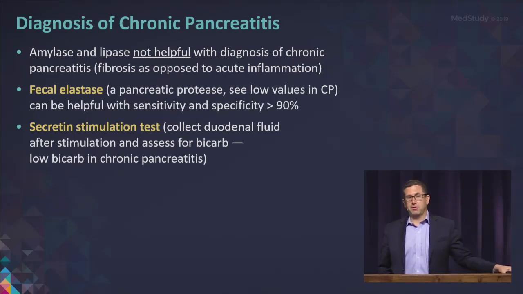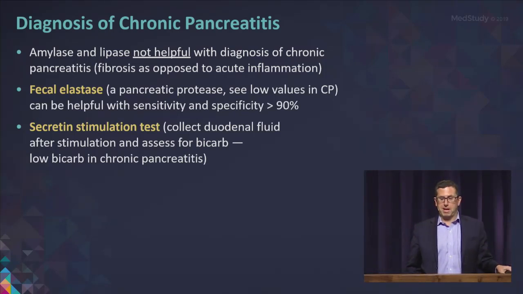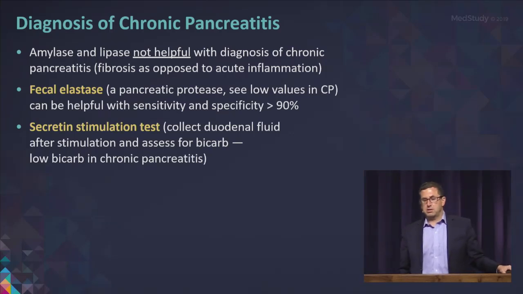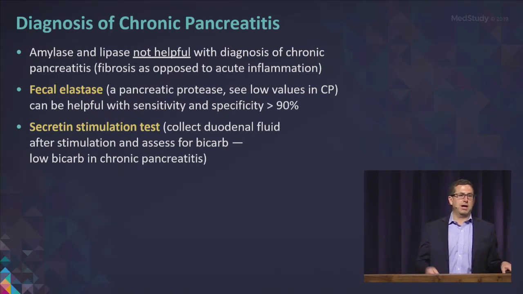Fecal elastase, on the other hand, is very useful to diagnose chronic pancreatitis. So fecal elastase is a pancreatic protease, and you see very low values in chronic pancreatitis. And then there's something called the secretin stimulation test, where you collect duodenal fluid after secretin stimulation and you assess for bicarb. And if the bicarb is low, it's consistent with chronic pancreatitis. But I'd say the fecal elastase is a really good test, so we're not really doing secretin stimulation tests as frequently.